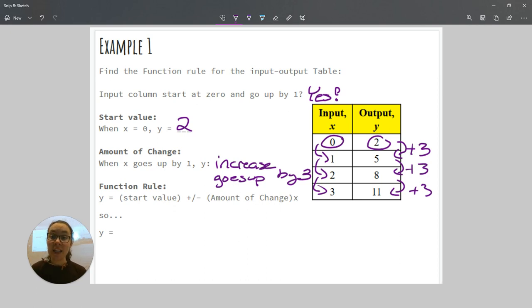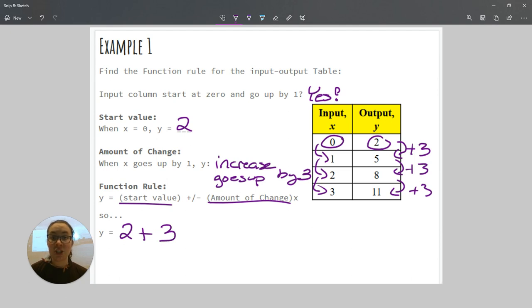We have y equals start value. All right. A start value, that was 2. So y equals 2. Plus or minus? Well, if it's increasing, we're going to use plus. If it's decreasing, we're using minus. So it is increasing, so we're going to use plus. How much is it changing? Amount of change, that's 3.